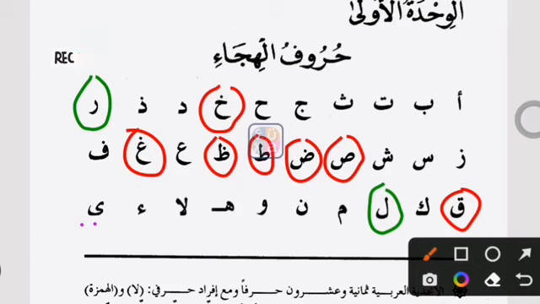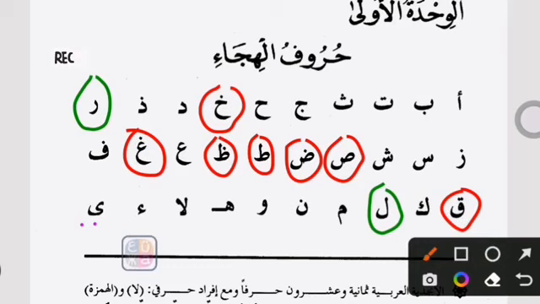So there are letters of heavy pronunciation. We call them huruful isti'la. These letters, when you pronounce them, the lower palate of your mouth rises up to the upper palate of your mouth. These letters are the ones in the red circle, like ho, sod, bod, to, vo, ghoin, qaf. These seven letters all have heavy pronunciation.